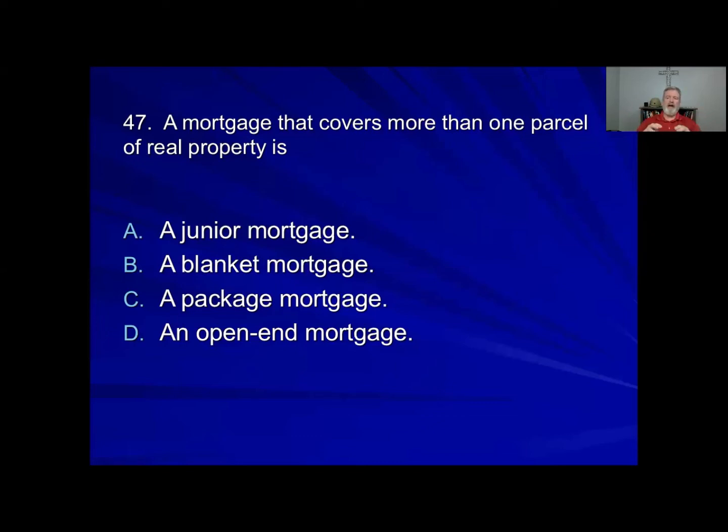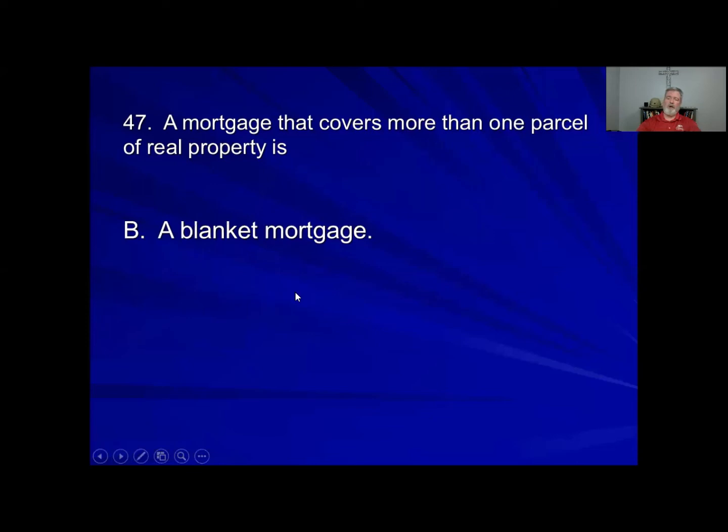But as you pay it back and put it back into the pot, so to speak, you're allowed to take it back out. So you're allowed to take it out, put it back, take it out, put it back. It's kind of like a revolving line of credit. And I will tell you, that's what an open-end mortgage is. But the more common name for it is a home equity line of credit. It's just an open line of credit. So we said B would be the right answer, and lo and behold, it is. It's a blanket mortgage that covers more than one parcel. All right.